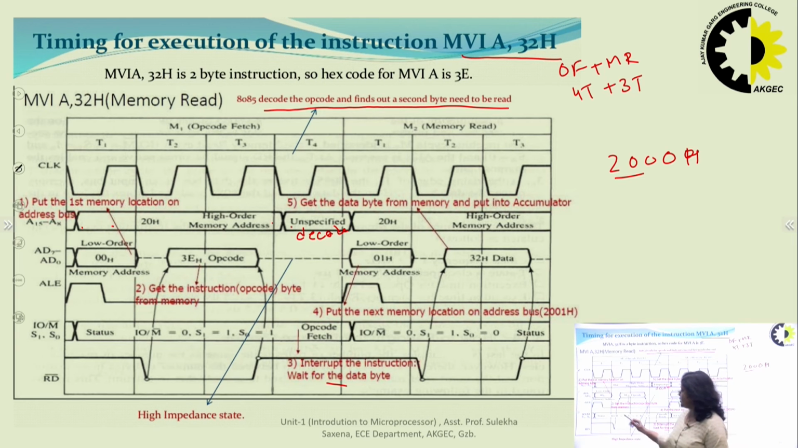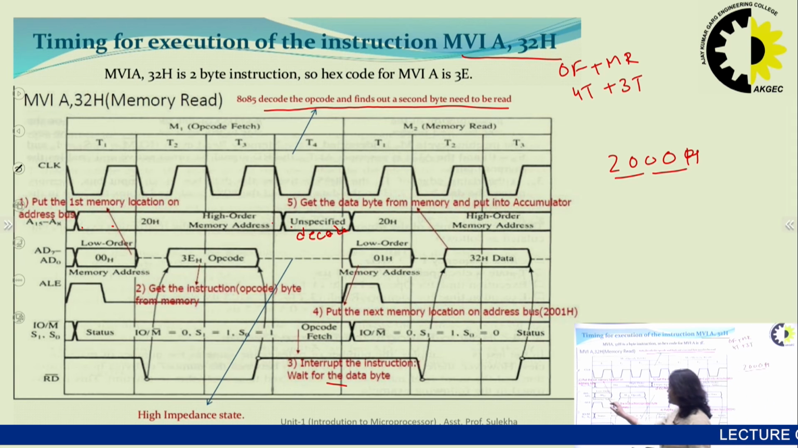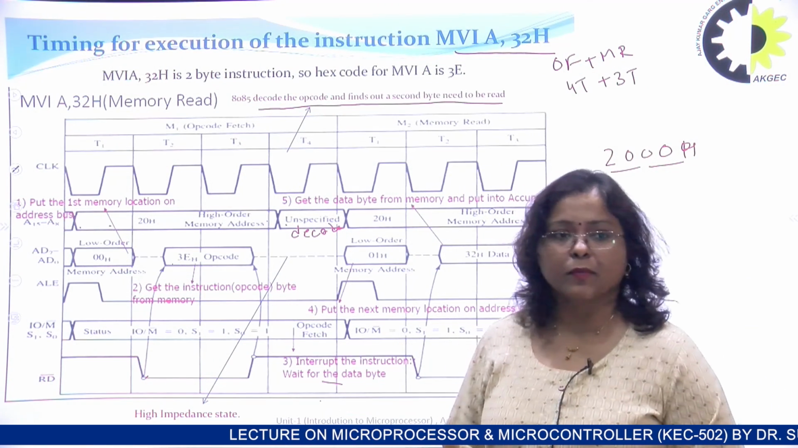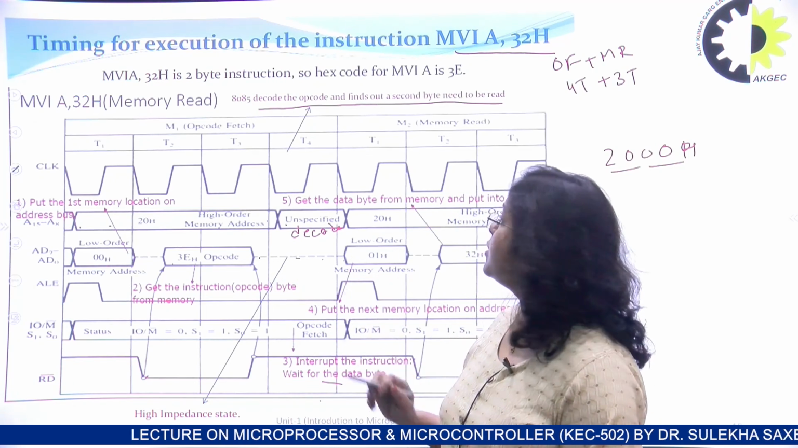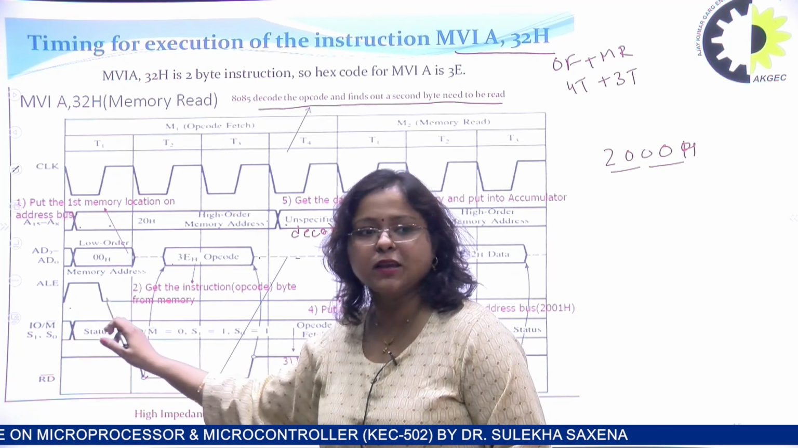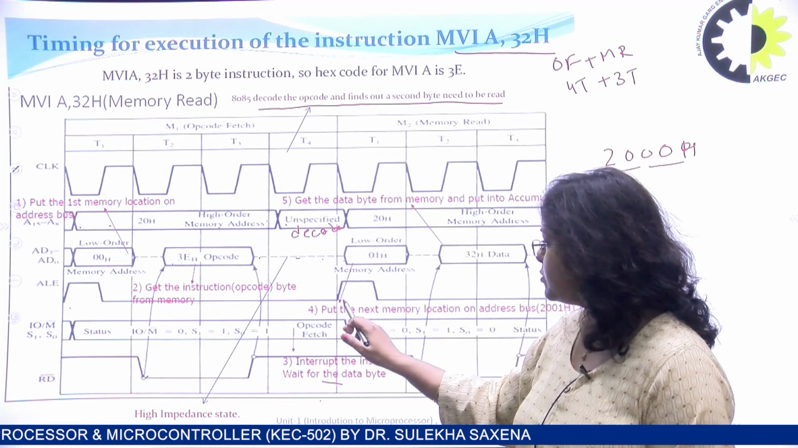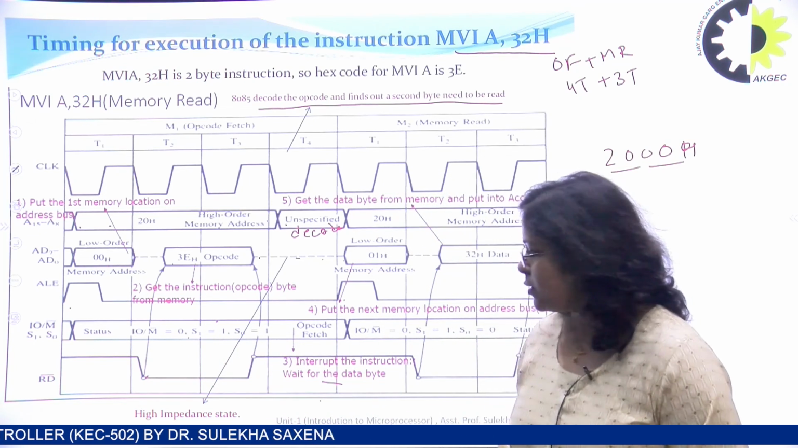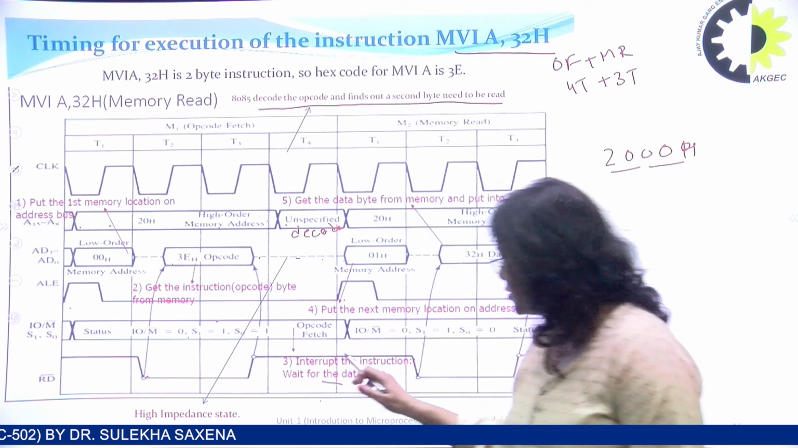Then during the T1 state, the lower order address byte, that is 00, is available on the address bus. Since it's a read operation, there is a floating state. And after that, once read is 0, the data is available on the data bus, which is opcode 3E. And after that, it remains in floating state until the next machine cycle. During the first machine cycle, ALE will be 1 and after that it becomes 0. IO/M bar is 0, S0, S1 are 1, 1, and read bar is low from T2 to T3.